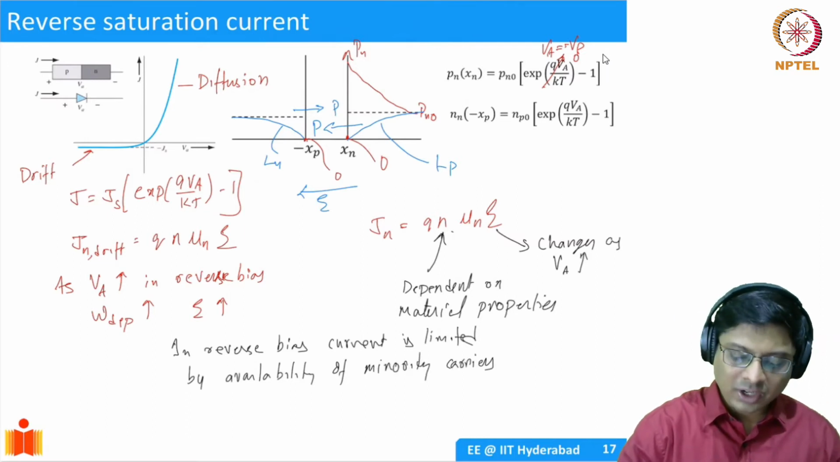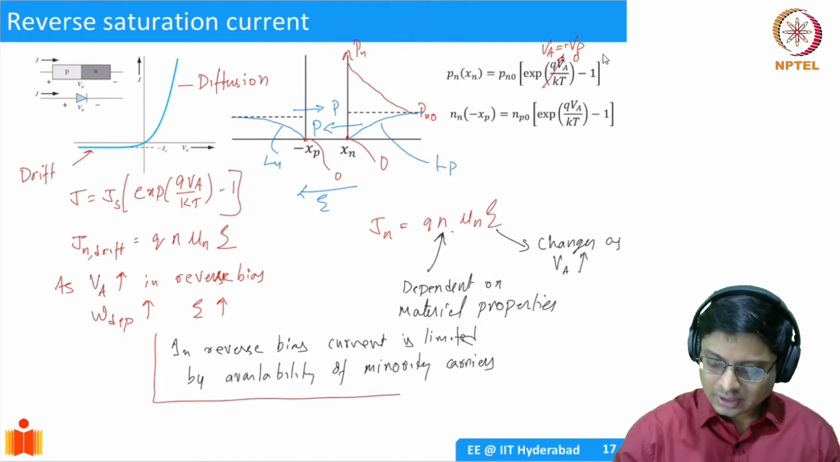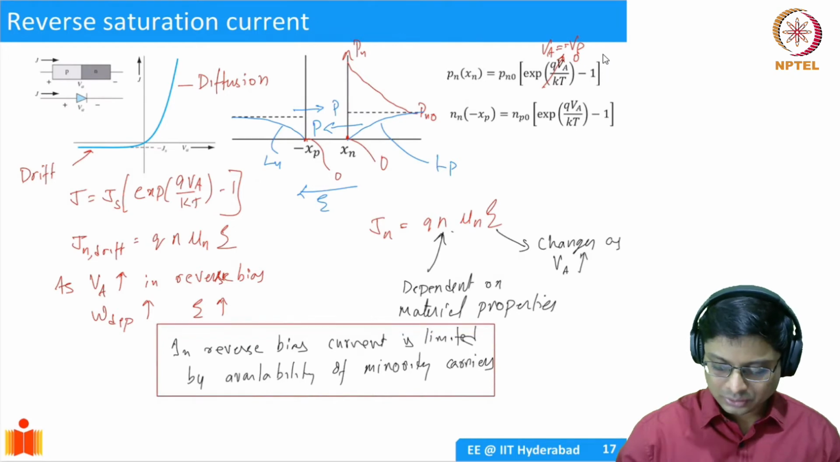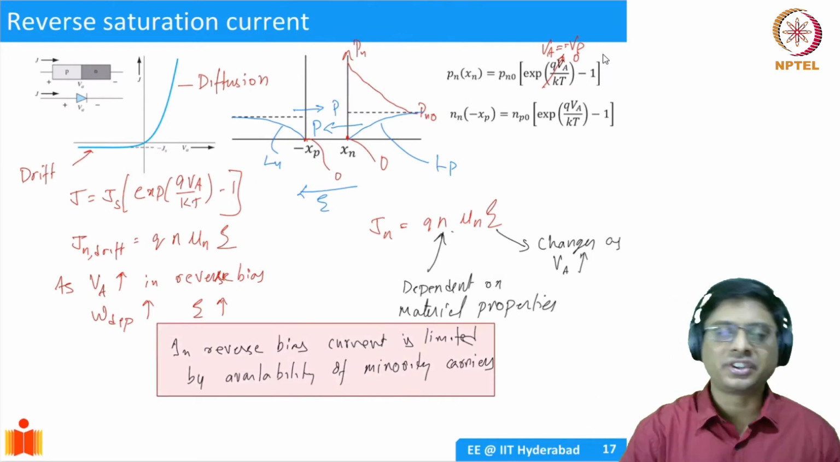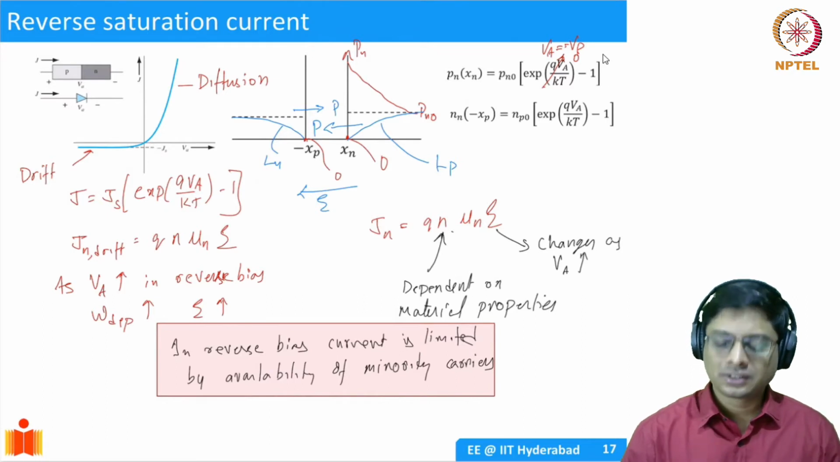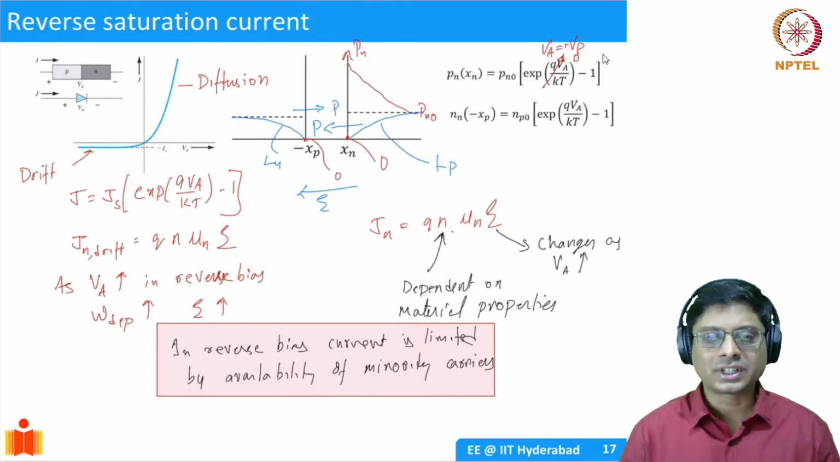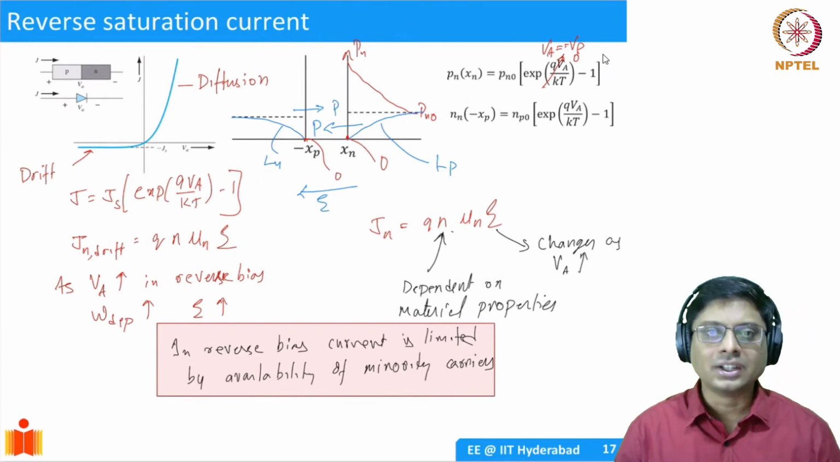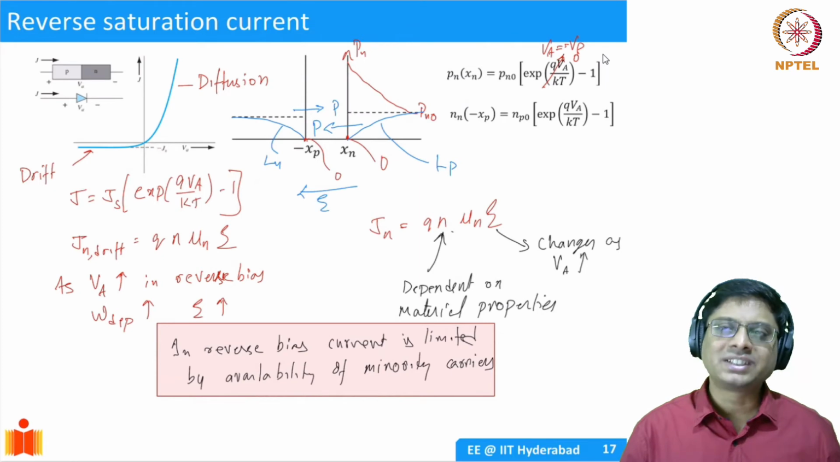Where minority carriers at the edge of the depletion region. As many minority carriers as are present, those many of them will be swept across the depletion region. The electric field is sufficient to sweep them off, but we are going to be limited by the number of carriers. That's why in the reverse bias the current is constant. This is a very subtle point, but it is important to consider.